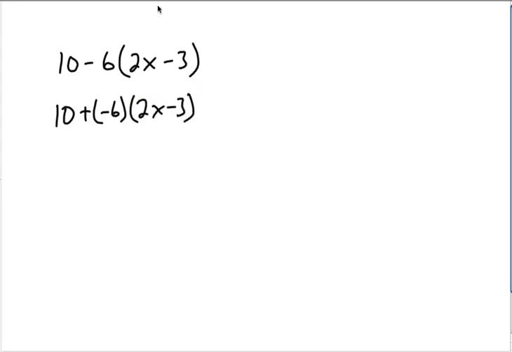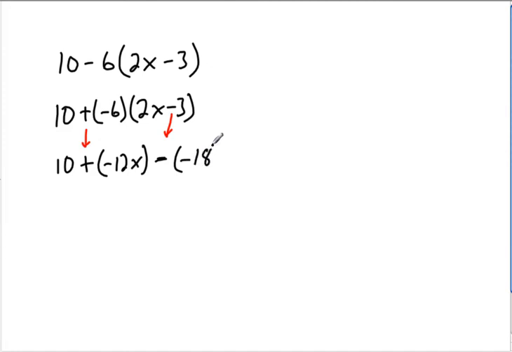I'll just do 10 minus 6 times 2x minus 3. One way we can do it again is, instead of saying minus, we can say plus a negative 6 times the 2x minus 3. In this case, the plus is going to remain, so we'll do 10 plus negative 6 times 2x is negative 12x, and then minus, so I'm just bringing down these things here, right? So minus, and then we have a negative 6 and a 3.